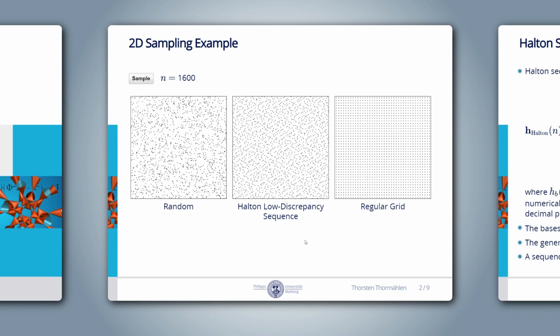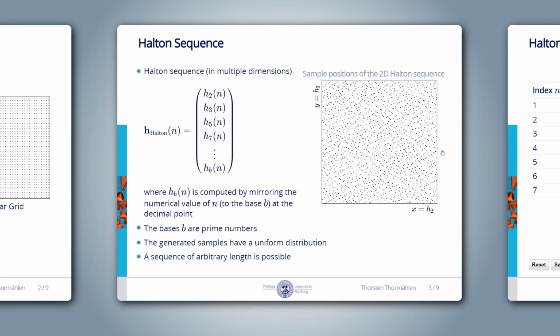So let's use something in between as a compromise. This brings us to the topic of low discrepancy sequences. Here in the middle, we see the result of the Halton low discrepancy sequence. The Halton sequence produces samples that are to some extent evenly distributed. This means no gaps or clumps. On the other hand, the sample locations also show some irregularity. Okay, so how do we generate the Halton sequence?